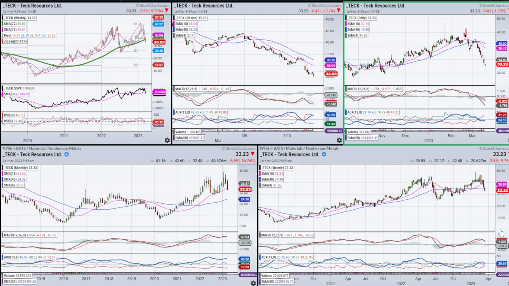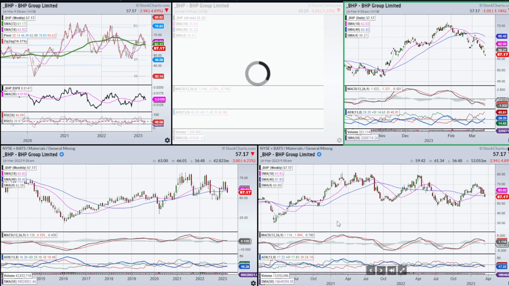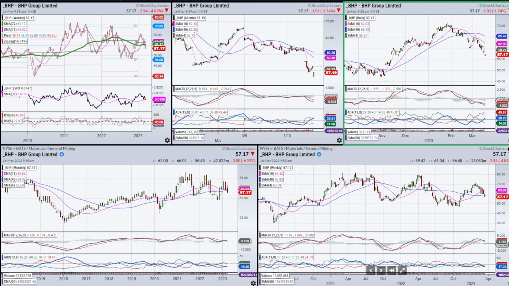So let's look at one more. BHP. This was similar to the Rio, but I think I like the Rio a little bit better. This pullback's a little deeper. We need a little bit more proof. This one did not break the downtrend line like Rio did. I do think there's a lot of support underneath, but it's probably caught in a channel.